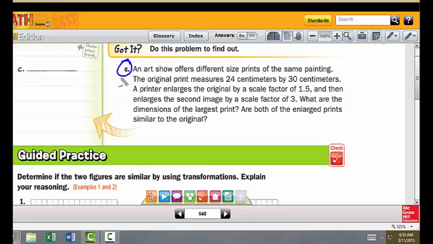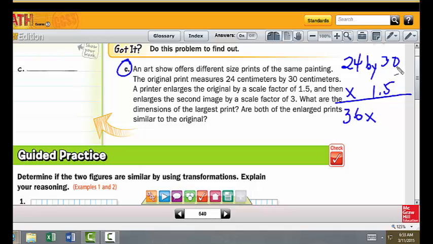All right, let's look at letter C. An art show offers different size prints of the same painting. The original print measures 24 by 30. I'm going to write the word by so I don't confuse it with a multiplication sign. 24 by 30. That's my original. The printer enlarges the original by a scale factor of 1.5. So I'm going to multiply these numbers by 1.5. So 24, one of those is 24, and half of those is 12, so that makes that 36.